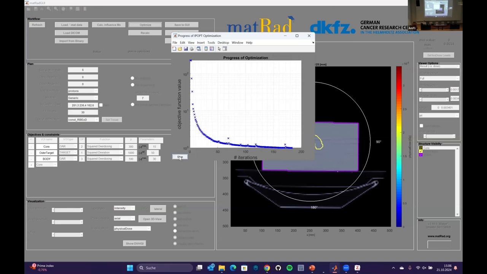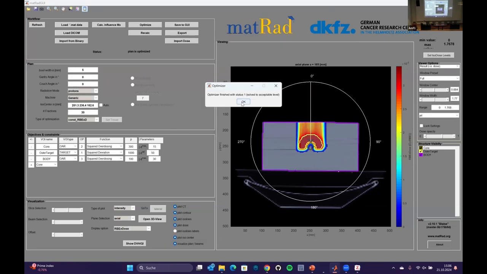Yeah, let's stop it maybe. And yes, of course, we can still do the same tricks as we did with protons. So what we see here, we have a spread out Bragg peak. The entry dose is already high. So what can we do?